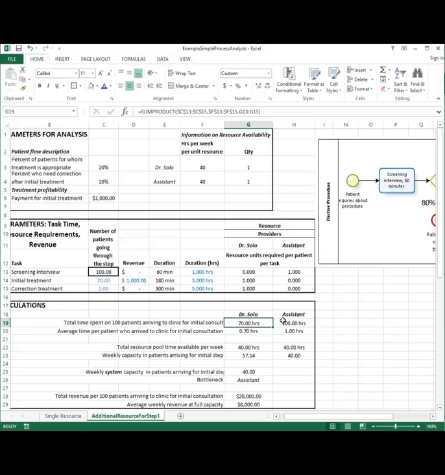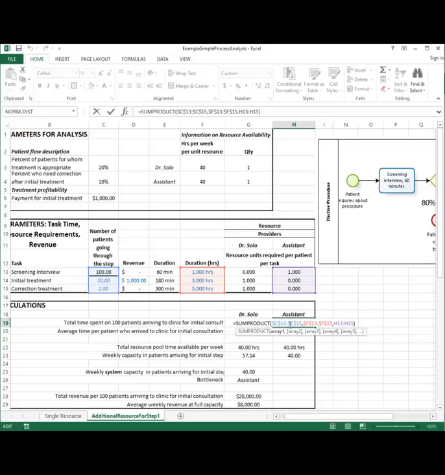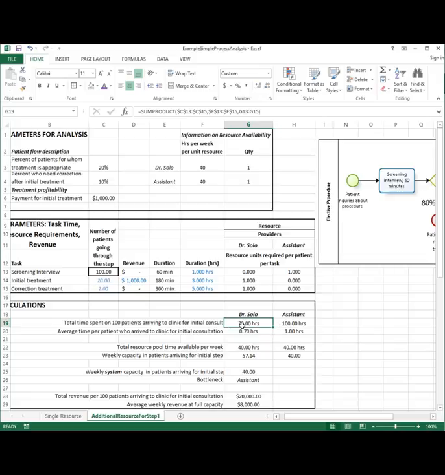And now I will do the same thing, use sum product to calculate the amount of time that the assistant will spend. So the assistant will spend 100 hours for 100 patients, because the assistant will only do the screening interviews, and Dr. Solo will spend 70 hours. It will spend 3 hours on the 20 patients out of 100 that will need initial treatment, and 5 more hours on each of the 2 patients that will need correction.